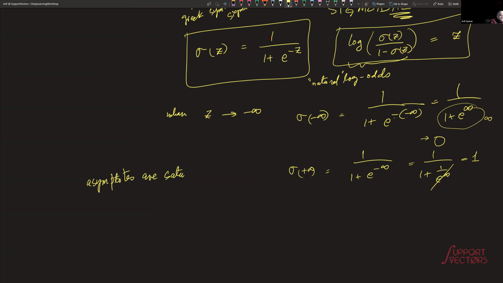Saturation points. It saturates to 0 and 1 at the two extremes. Right? That is a rough way of thinking about it mathematically. So this is it. And now comes the interesting thing.